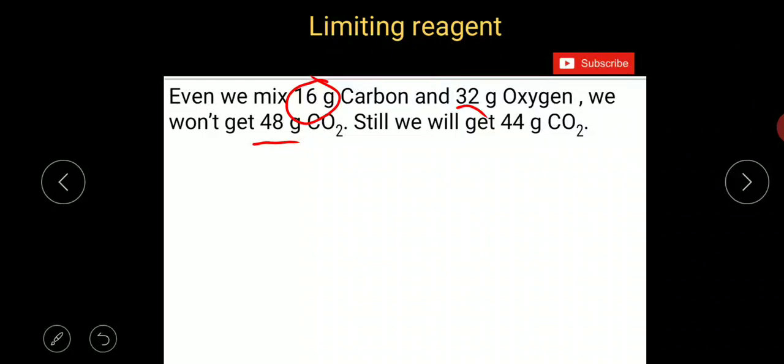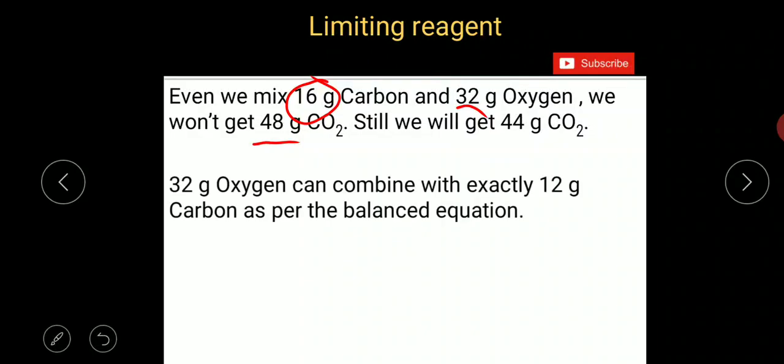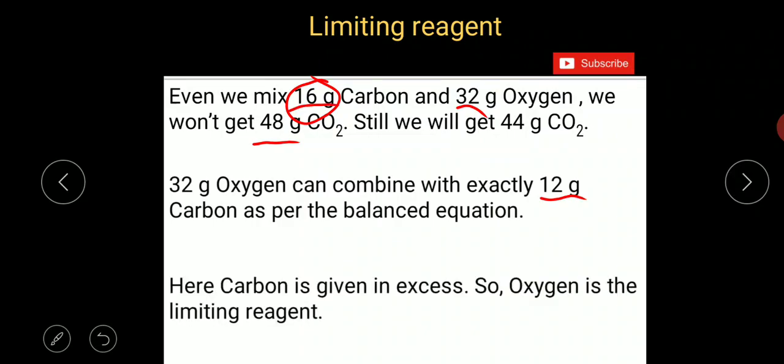Answer is no. Why? 32 grams of oxygen can exactly combine with 12 grams of carbon as per the balanced equation, not 16 grams. It means 4 grams of extra carbon has been given. Out of 16 grams, only 12 grams of carbon can combine with 32 grams of oxygen. It means carbon is given in excess.